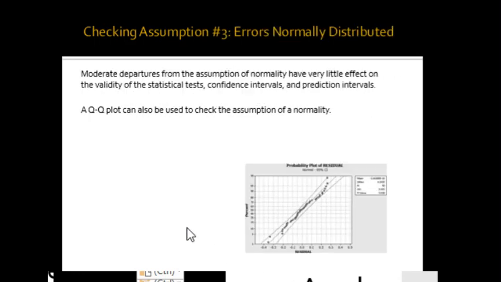The third assumption is that the errors are normally distributed. For that, we use the QQ plot. Again, it is generated using one of the software packages.